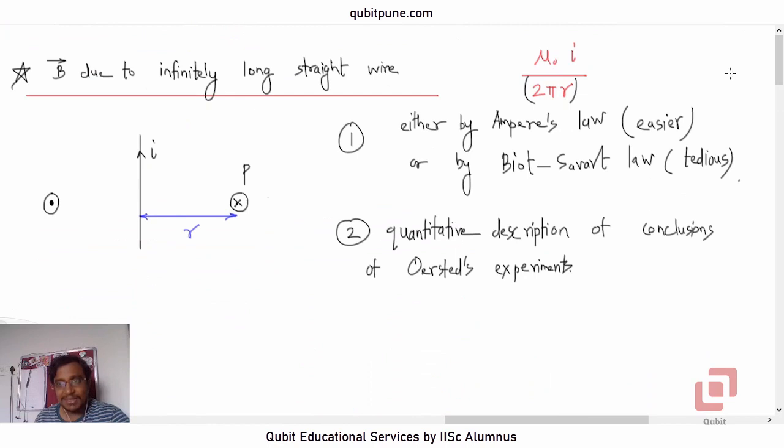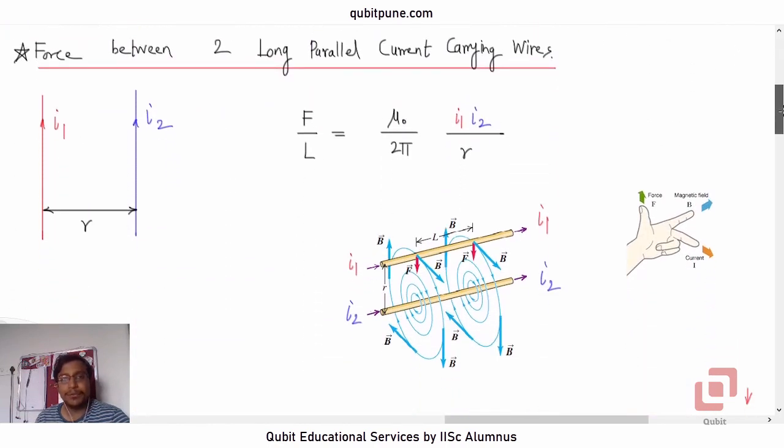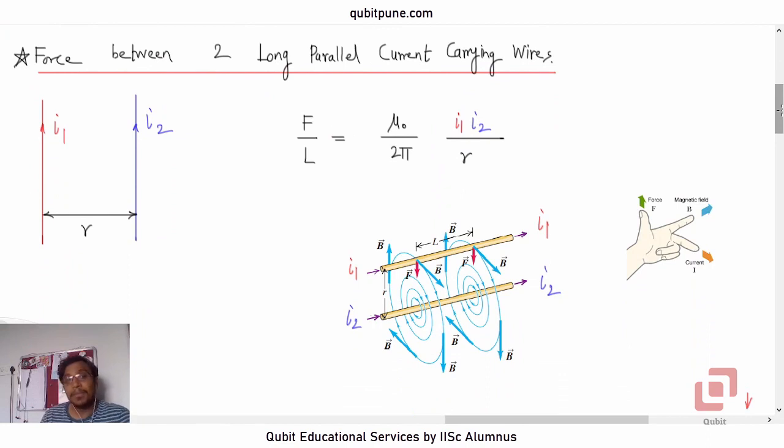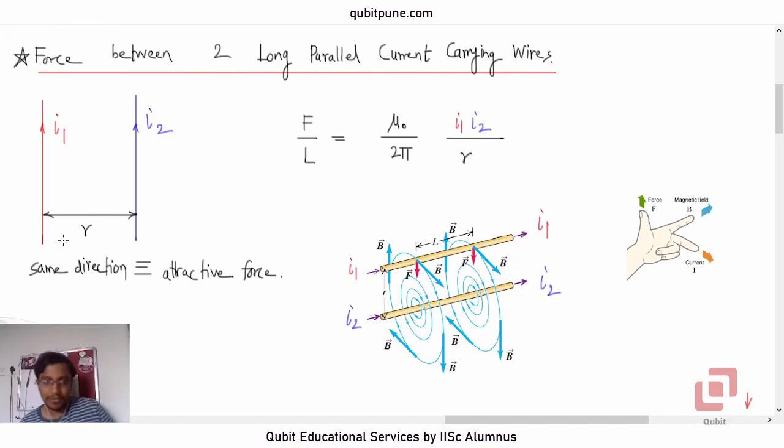Then by utilizing this expression, we can determine the force between two long parallel current carrying wires. A counterintuitive result is that if these wires carry current in the same direction, then the magnetic force between the two is attractive. Same direction, attractive force. Please remember, opposite direction, repulsive. Let these conductors be separated by a distance r, and let them carry currents I1 and I2 respectively in the same direction.